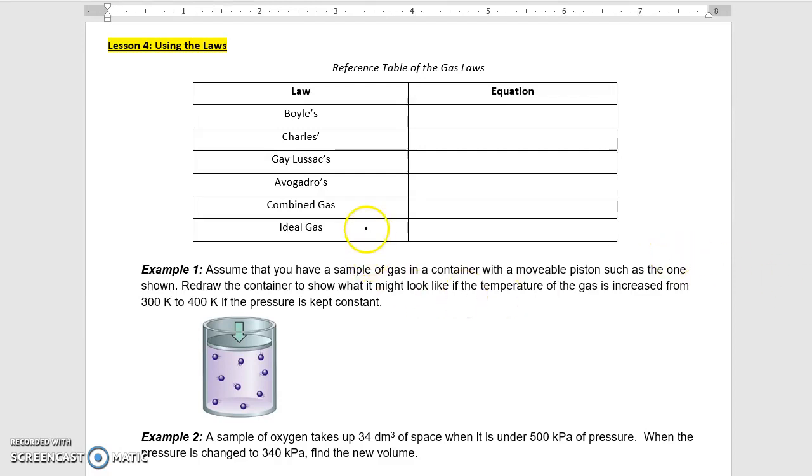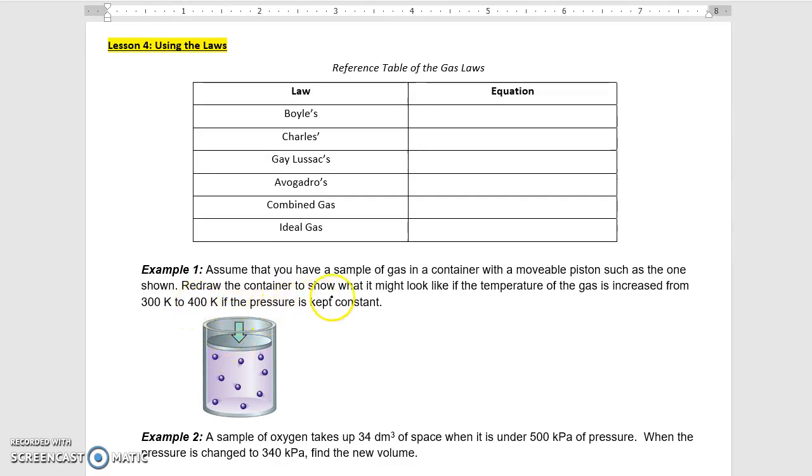So first here, I just gave you a space that you can rewrite the laws in here, so you have them all on one page if you'd like to do so, okay? But I'm just going to start right in on the example problems. So the first one says, assume that you have a sample of gas in a container with a movable piston. That means that if you look at this container down here, basically the top can move. It can go up or down, okay?